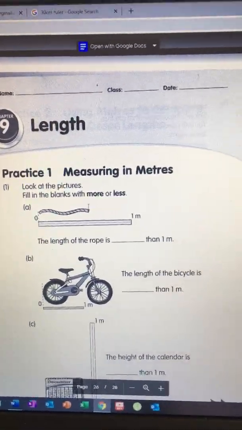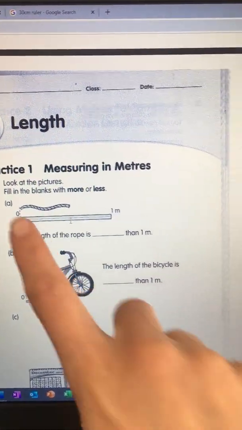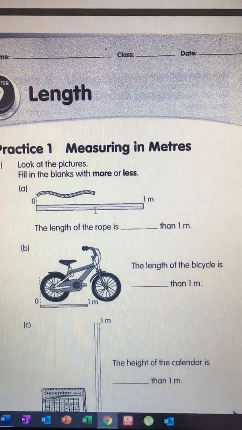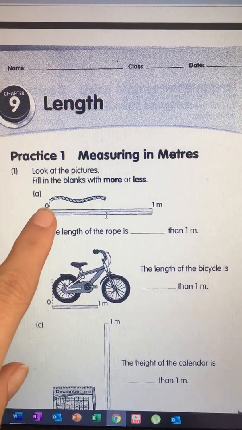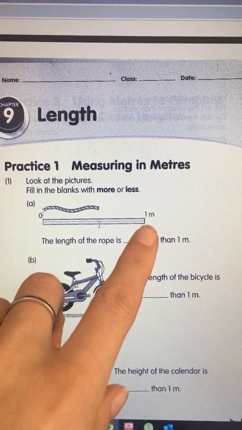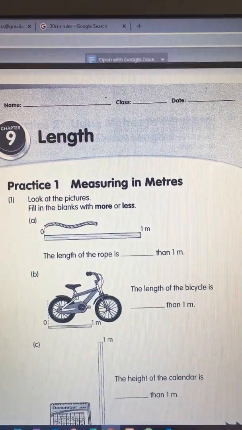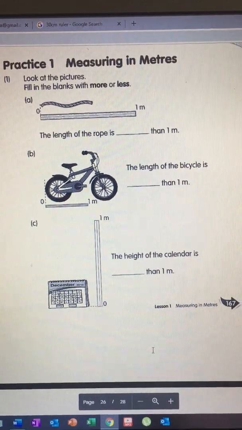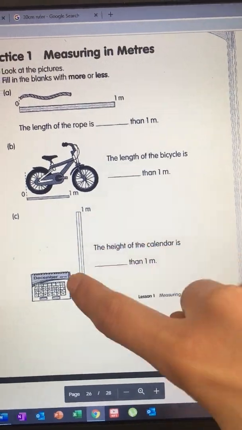So you need to start by thinking more or less. So here is a 1 meter stick, just like my 1 meter measuring tape. You need to fill the blanks in with more or less. So the length of the rope, there's 0. Is it more or less than 1 meter? The bicycle, more or less than 1 meter. And the height of the calendar. So now we're talking about the height from bottom to top. Is it more or less?